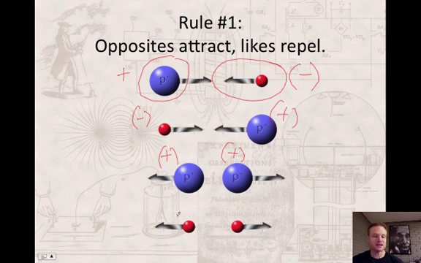They don't like each other. And the same is true with two electrons. Here's a negative electron, here's a negative electron. They're going to repel each other. Okay, so opposites attract, likes repel.